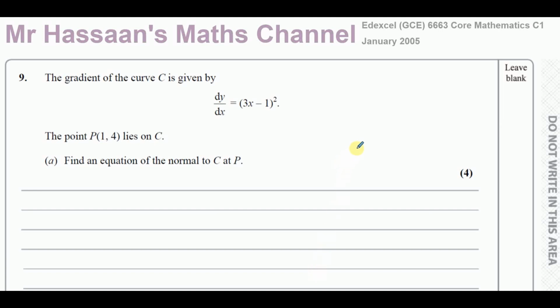This is Mr. Hassan's Maths channel, and I'm now answering a question from one of the old papers from January 2005. This is the C1 paper, which came before the C1-2 papers and the P1, which is the new syllabus. But this is a question related to the P1 syllabus on differentiation and integration. This is question number 9 from that January 2005 paper. One of my students has asked me to answer this question, so I'm going to go through this.